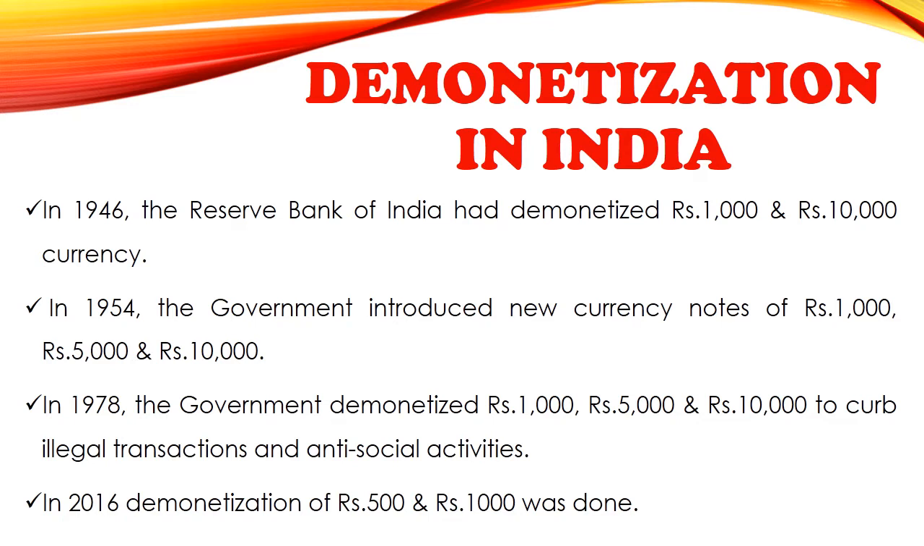And the second demonetization was done in 1978 during the Morarji Desai government, during which the notes of 1000, 5000 and 10000 were demonetized. The main purpose of the demonetization in 1978 was to bring back the black money, or we can say, to reduce the circulation of black money.